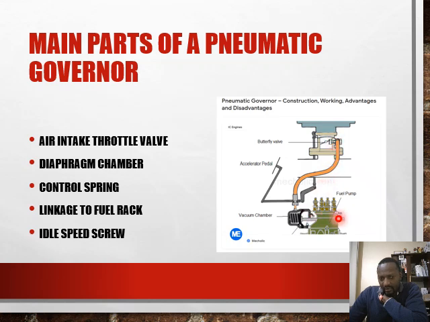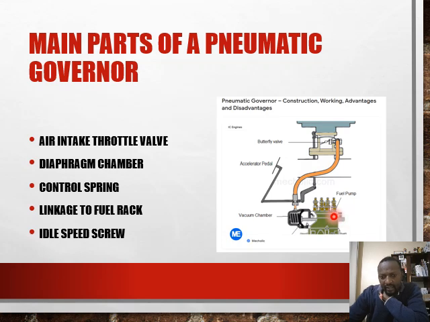Now on the other side of the pump, we can see the linkage to the fuel rack. This is a pump, and this is a linkage to the fuel rack. And you see that the fuel rack uses the rack and pinion mechanism to turn all the pumping elements, that is the plungers, to reduce or increase the amount of fuel that is delivered by the delivery valves.